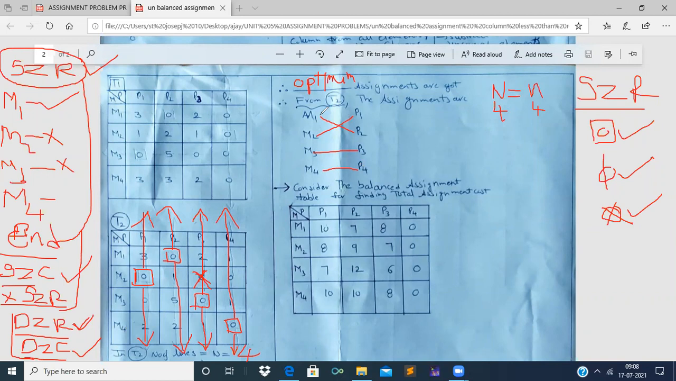The machine M1 is assigned to person P2. Machine M2 is assigned to person P1. Machine M3 is assigned to person P3, and machine M4 is assigned to person P4, right? So the process of assignments is also finished. Now only one thing is left. We have to find the assignment cost.